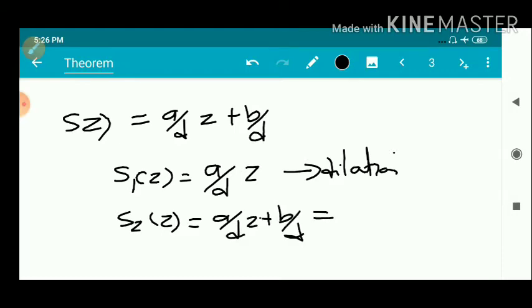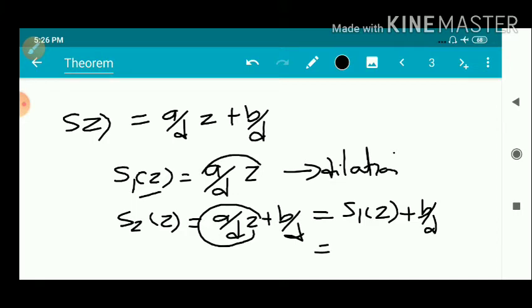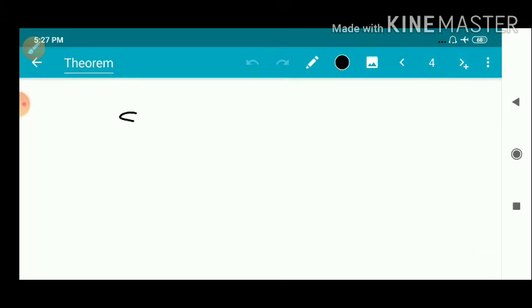And S2 of Z equal to the function A by D Z plus B by D. That can be written as S1 of Z plus B by D. We have S1 of Z is a function of Z. So we can write Z plus B by D, which is a translation. So if C equal to 0, then we get dilation and translation, which are contained in the S of Z. And we can write S2 composition S1 equal to the Mobius map S of Z.